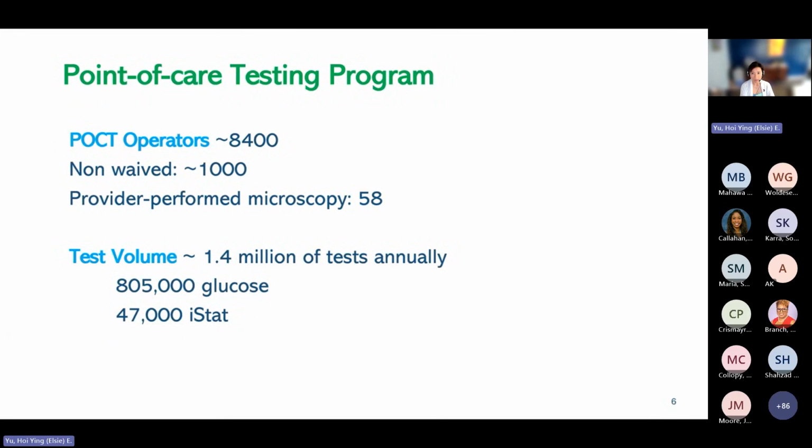And let's zoom in on point of care testing. Throughout the entire hospital system, we currently have 8,400 point of care testing operators, 1,000 of which also perform non-waived testing, and 58 of them perform microscopy. Our test volume is about 1.4 million a year, of which about 800,000 are glucose tests, and about 47,000 are iSTAT testing.